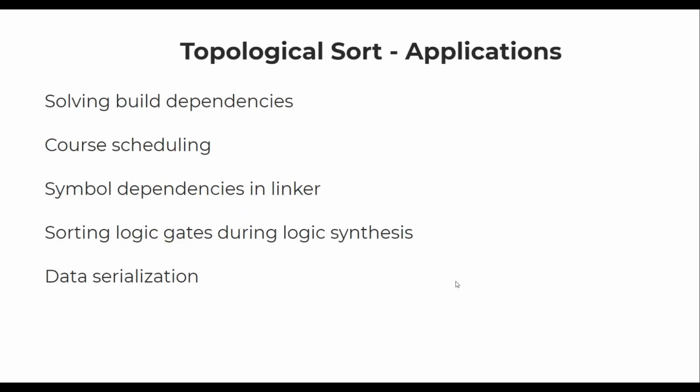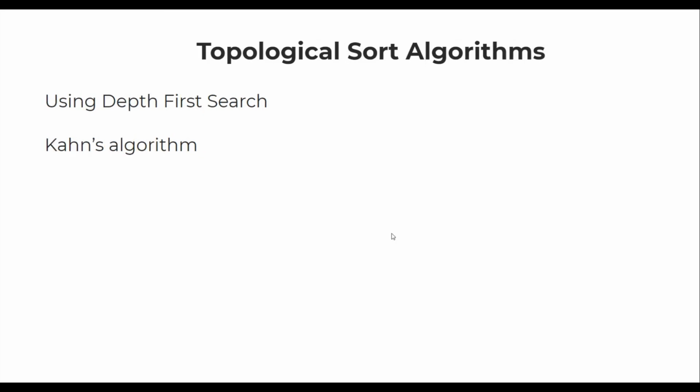Topological sorting is used to solve build dependencies, course scheduling, symbol dependencies in linker, sorting logic gates during logic synthesis, data serialization, and almost in any problem where graph dependencies occur. Topological sorting can be found by making some modifications to depth first search and also using Kahn's algorithm.